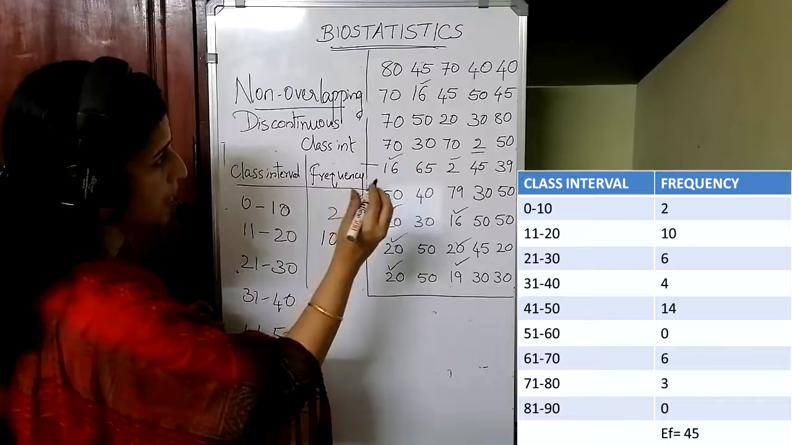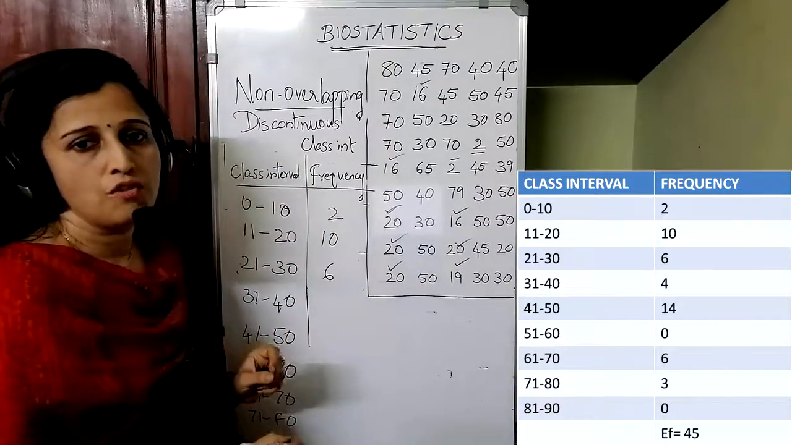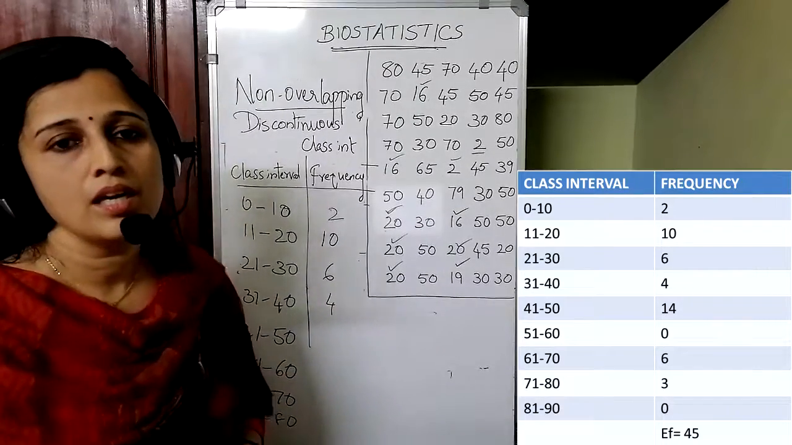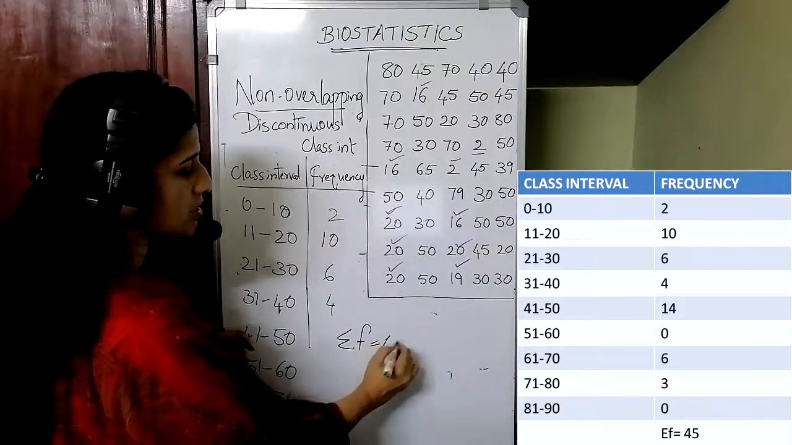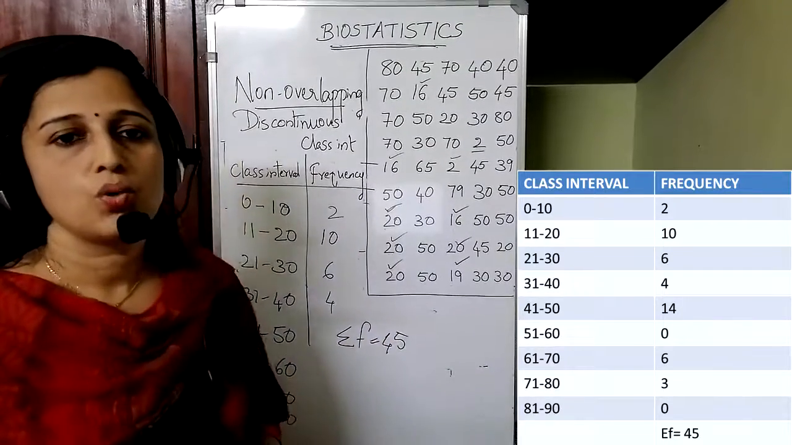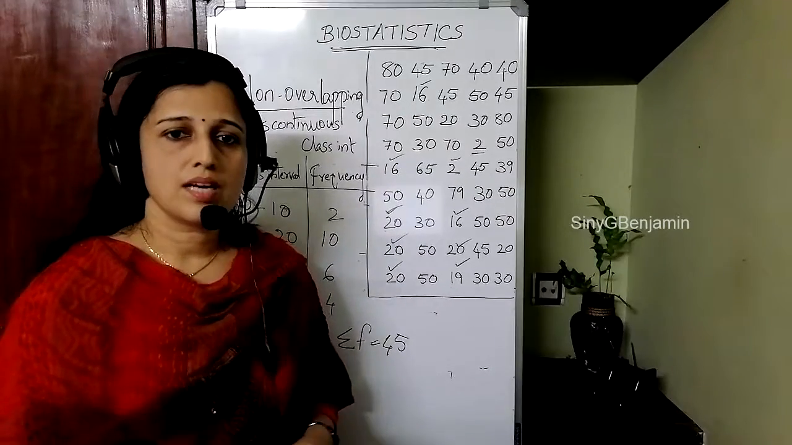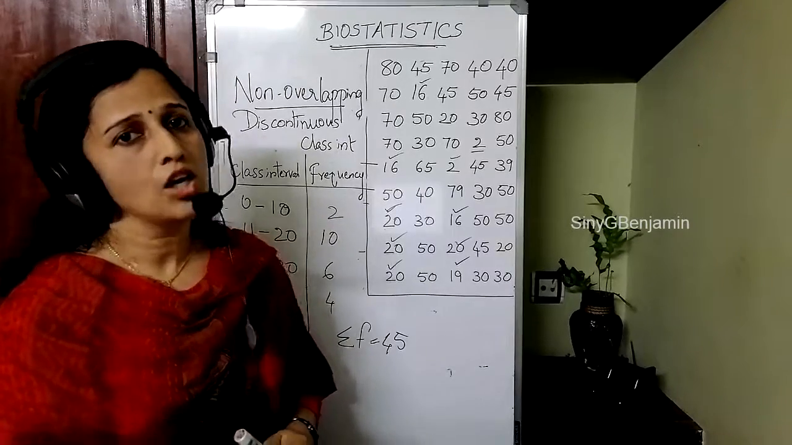Then next, from 21 to 30 it is 6. From 31 to 40 it is 4. It goes on. You can see here the table, and sigma f for the total frequency is 45. This is a non-overlapping frequency table. In biostatistics, usually non-overlapping frequency tables are used.